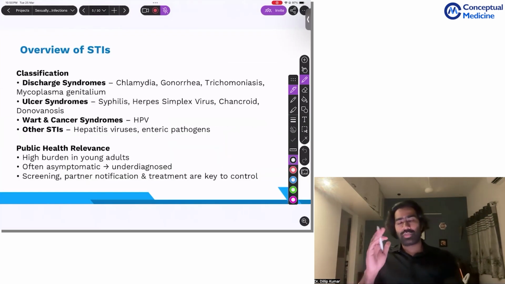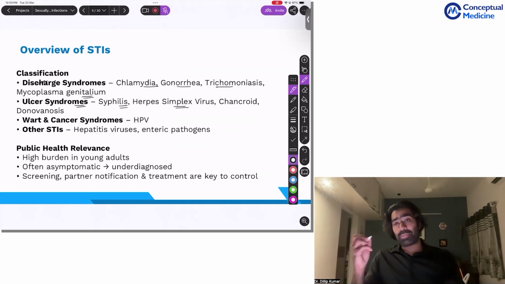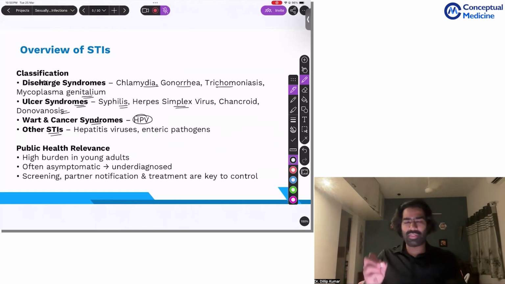Remember, first of all, STIs can be classified into discharge syndromes. We're going to predominantly have organisms like Chlamydia, Gonorrhea, Trichomoniasis, or Mycoplasma genitalium. And we have ulcer syndrome that will be discussed later on. We're going to discuss syphilis, herpes simplex virus, chancroid, and donovanosis. Then we have the wart and cancer syndrome. The most important is going to be human papillomavirus. And we have other sexually transmitted infections which can be due to certain hepatitis viruses or enteric pathogens that we'll be discussing later on as well.